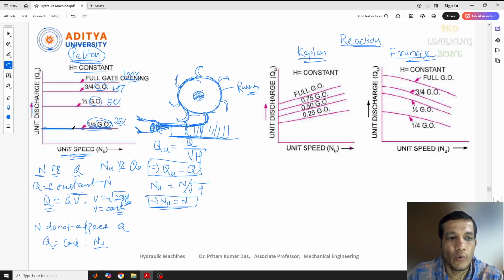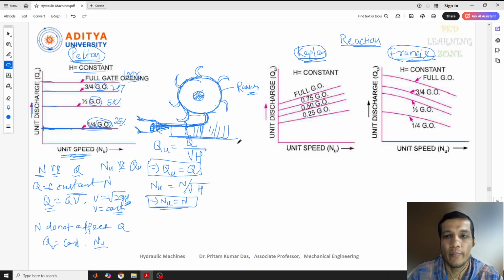So how much gate will be open, that much discharge will be there. So same thing, 50% open, 75% open, then 100% open. So there will be no effect on that. So this is for the Pelton turbine or Pelton wheel. But coming to this Francis turbine and the Kaplan turbine, it is not like that.